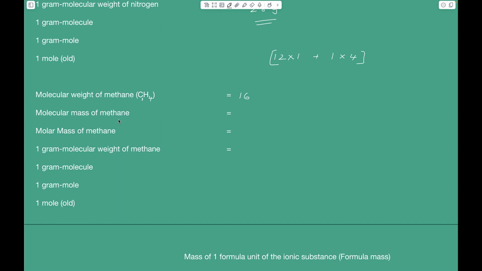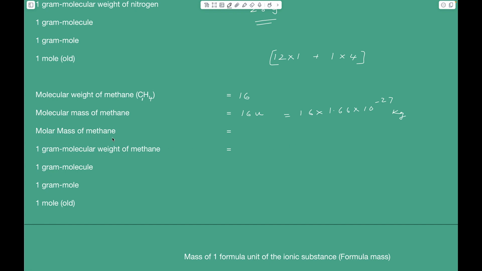Then what is the molecular mass of methane? That is the mass of a single molecule of methane. So you simply have to attach the unit U to it. So it will be 16 U, or 16 times 1.66 times 10 to the power of minus 27 kilograms.